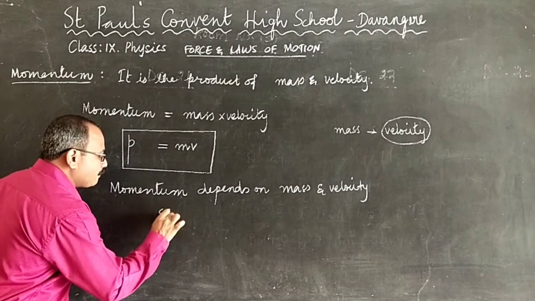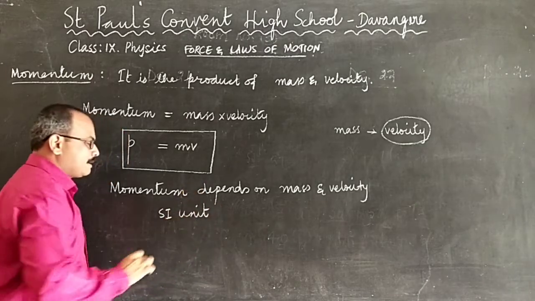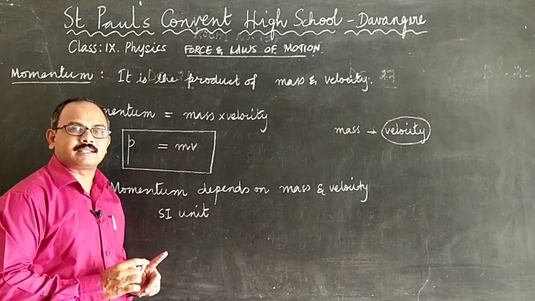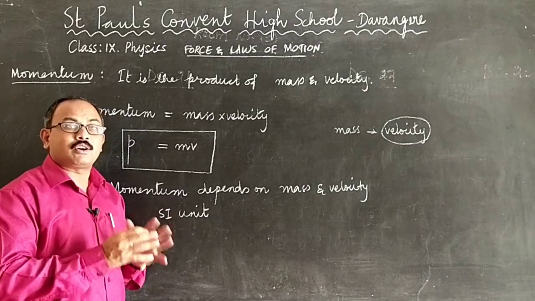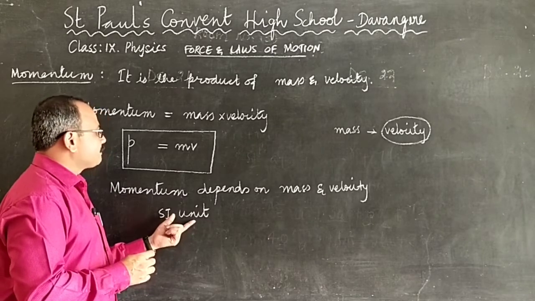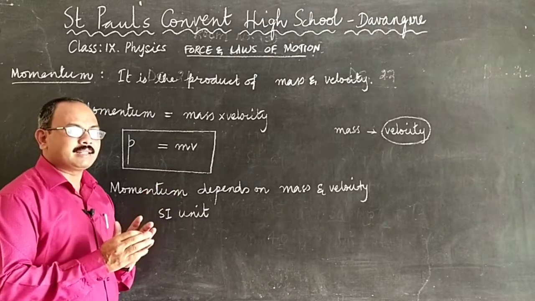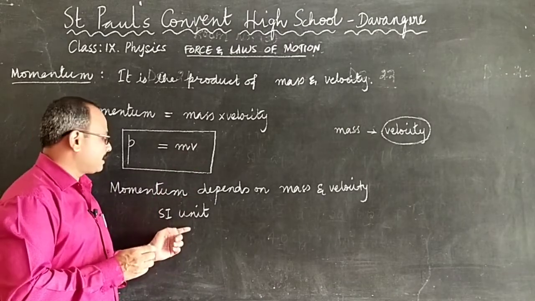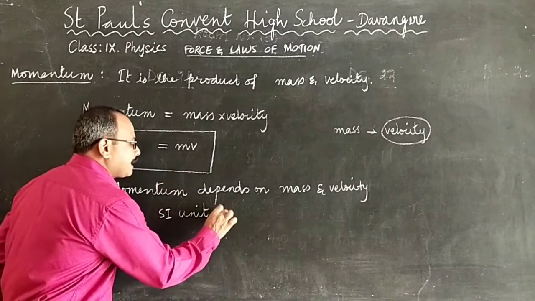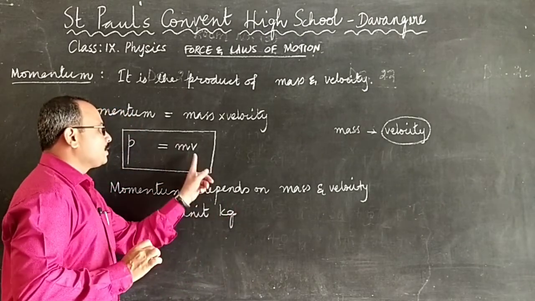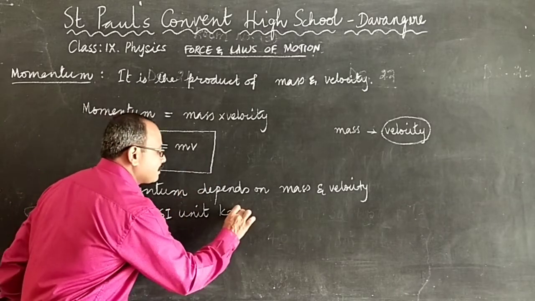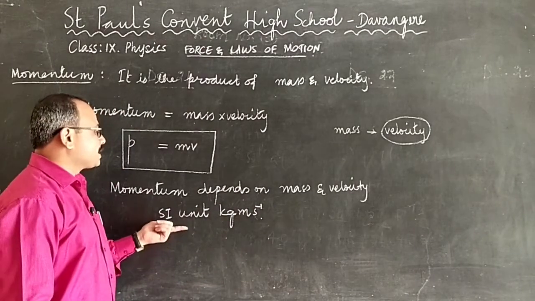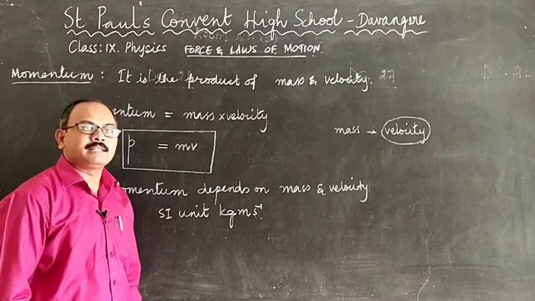Therefore, the SI unit of momentum. International System of Units, as we know, came into existence in 1960 in France, where they suggested a common scale of measurement. The SI unit of this, children, is not to be learned by heart. If you know the formula part, you will be able to write down the SI unit part. Mass is kg, into velocity, which is meter per second. Therefore, the SI unit of momentum is kg meter per second.